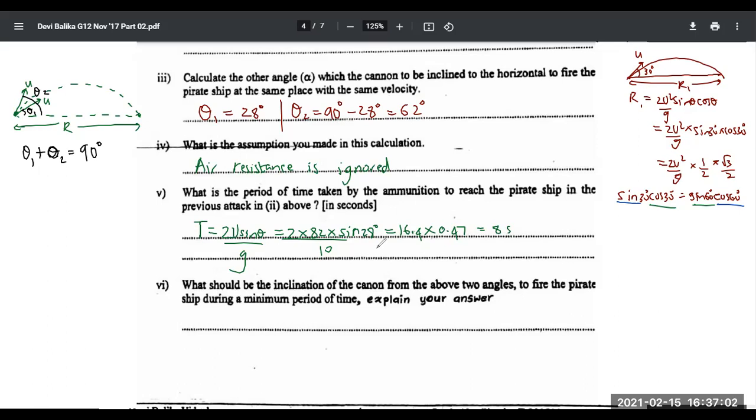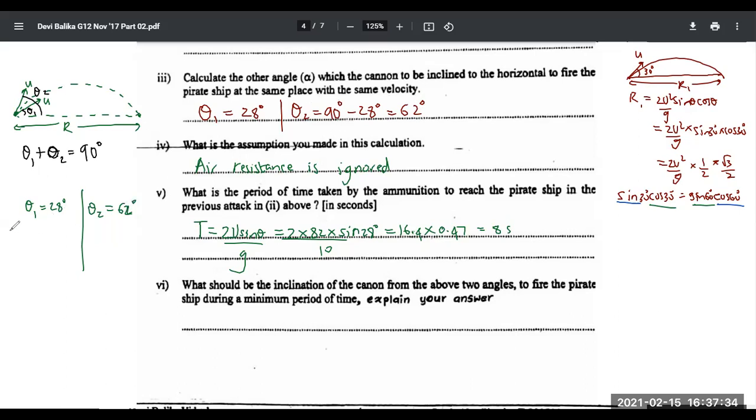Right. And next question. What should be the inclination of the cannon from the above two angles to fire at the pirate ship during a minimum period of time? Explain your answer. Fine. Now, there are two angles at which we can fire the cannon to hit the pirate ship to get the same range. One angle is 28 degrees and the other angle is, sorry, 62 degrees. 28 and 62.